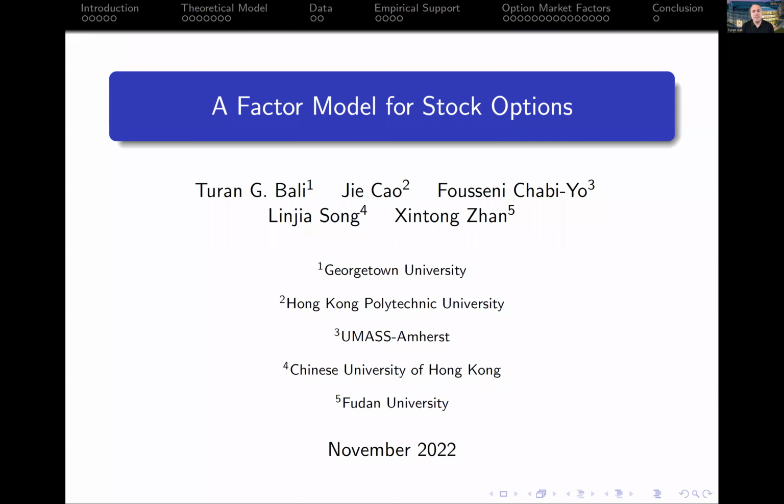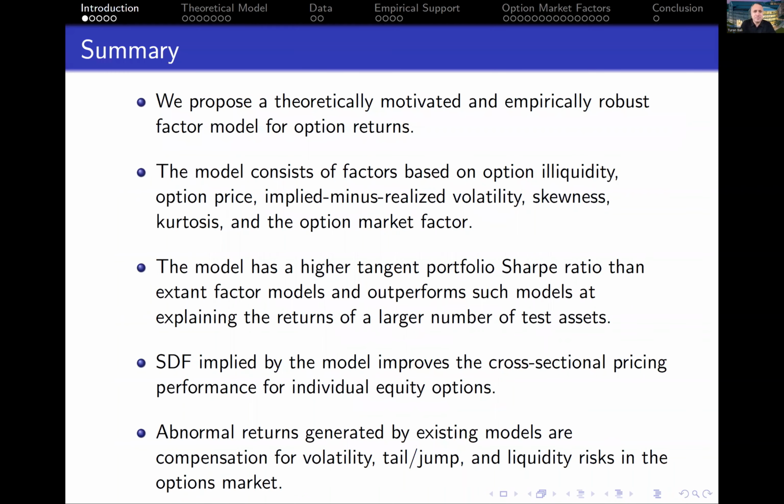So we are trying to produce a factor model for stock options. I will briefly give you a summary of our paper first, and I will continue with the model, motivation, and results. So in this paper, we introduce a theoretical model that relates expected delta-hedged option returns to differences between risk-neutral and physical return distributions.